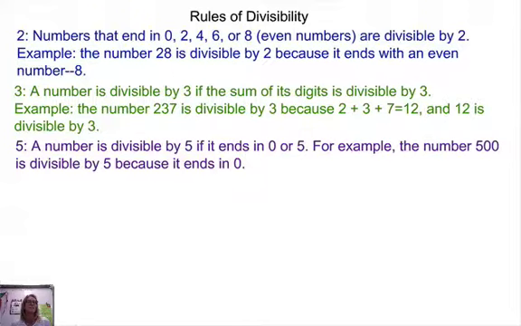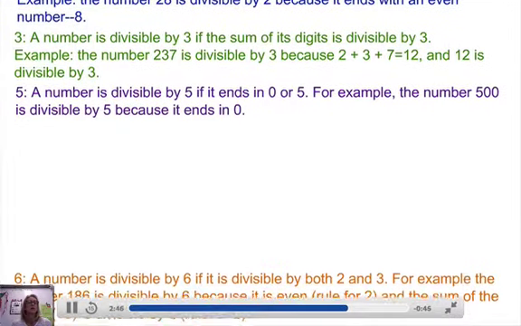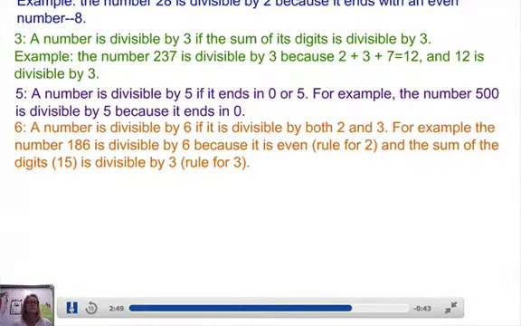How about 6? This one is a little bit more complicated. It involves two parts. The number is divisible by 6 if it is divisible by both 2 and 3. So going back to that rule for number 2, you're looking to see, is the number even? So for example, the number 186 is divisible by 6 because it's even. And the sum of the digits, when we add them up, 1 plus 8 plus 6, which is 15, is divisible by 3, and that's the rule for number 3. So since both of those rules work, we know it's also divisible by 6.